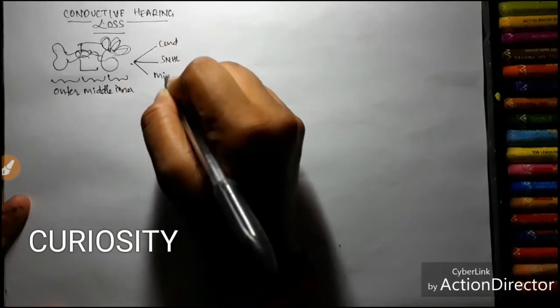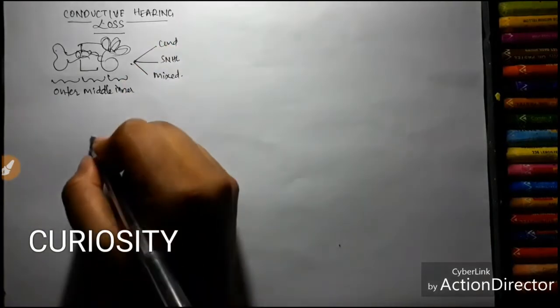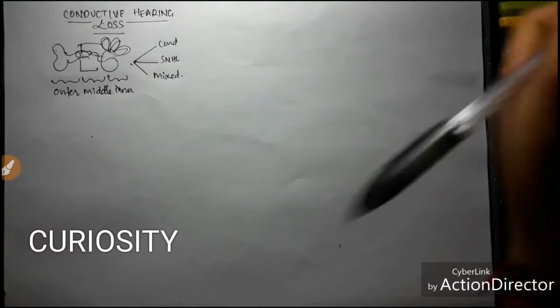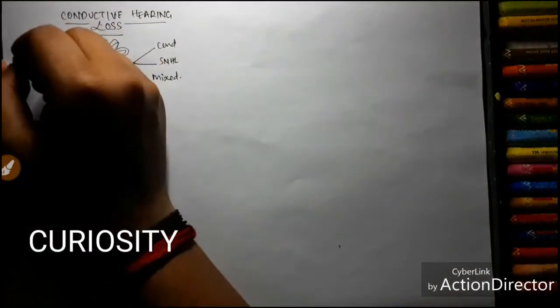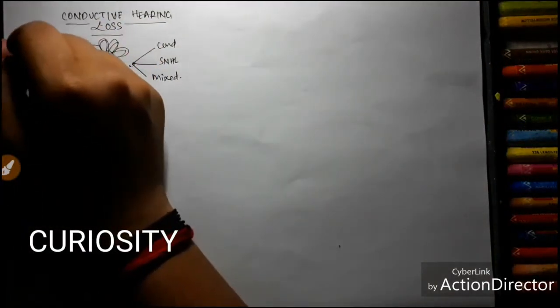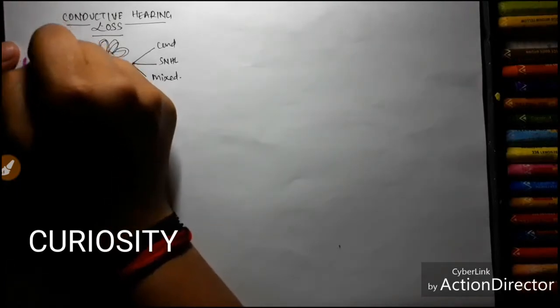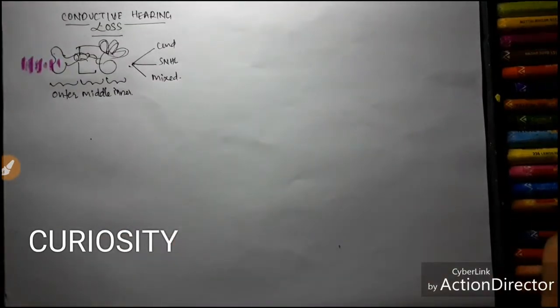As I told you, there are three types of hearing loss: conductive hearing loss, sensory neural hearing loss, and mixed hearing loss. In this video, we will be explaining conductive hearing loss.